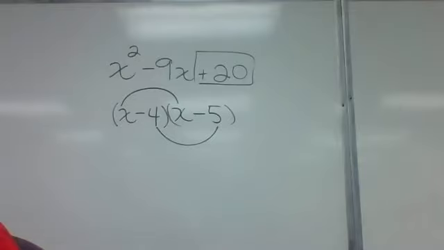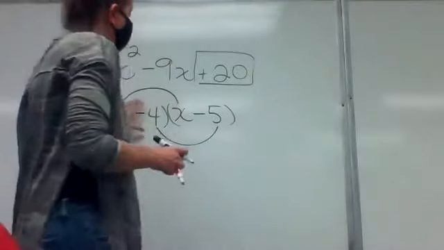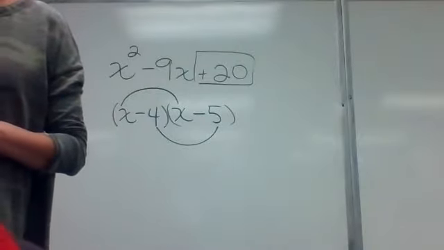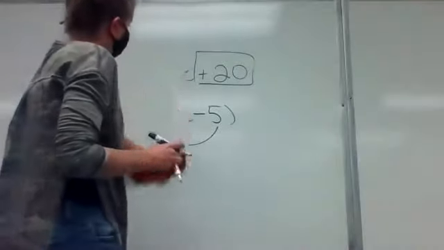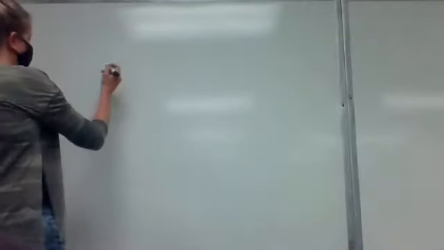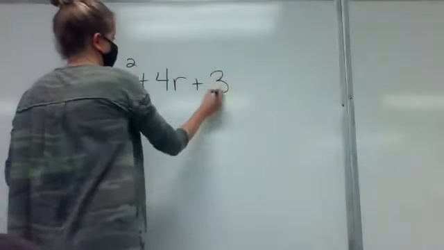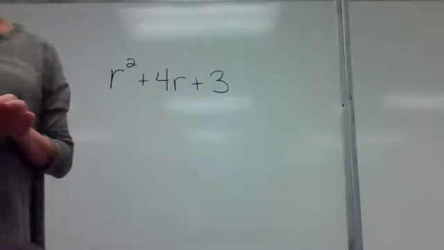Now, the rest of these are going to give us this trinomial to start with and ask us to come up with the factors like this, but they aren't going to give us any part of the answer. R squared plus 4r plus 3. Okay, let's talk about the setup. First of all, it's a trinomial.